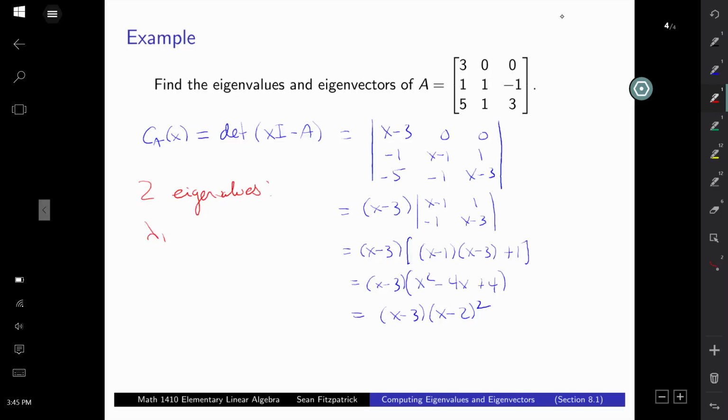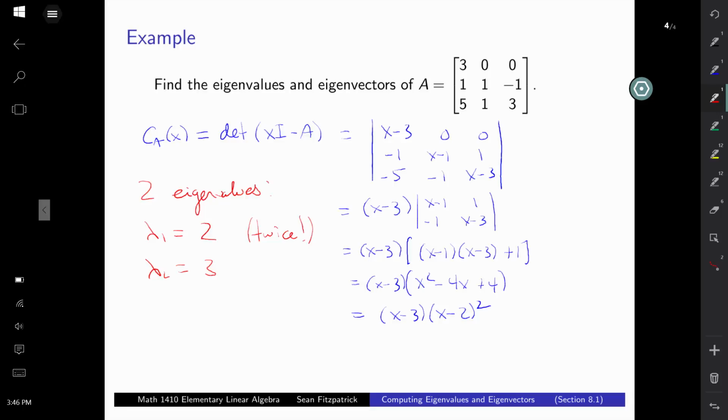Let's put them in increasing order. I get lambda 1 equals 2, but notice that that one shows up twice. It's a repeated eigenvalue. And lambda 2 equals 3. When an eigenvalue shows up more than once, when you get a repeated root in your polynomial, this makes things more interesting, because when you have a repeated root, sometimes you only get one eigenvector that comes along with that eigenvalue. Sometimes you get two.